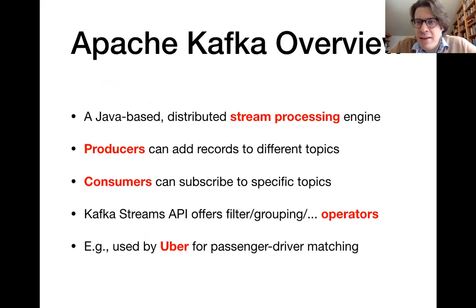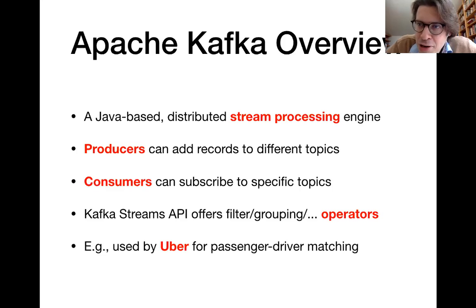So Kafka is a Java-based stream processing engine. Now, you have data which is partitioned into different topics. Then producers can add records to specific topics and consumers can subscribe to specific topics. Then they will get updates for those topics. Kafka already supports certain simple stream processing operations with the Kafka Streams API for filtering, grouping, and so on.